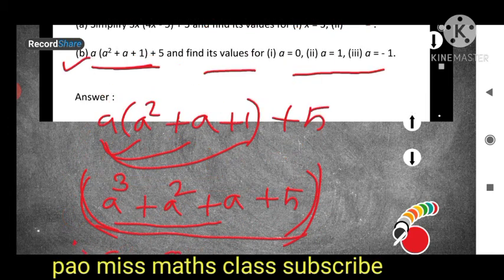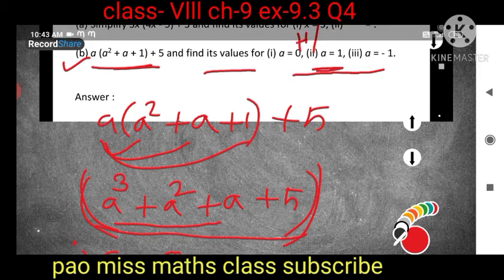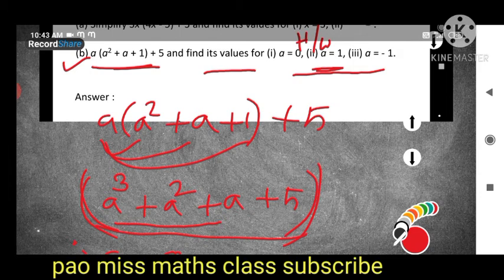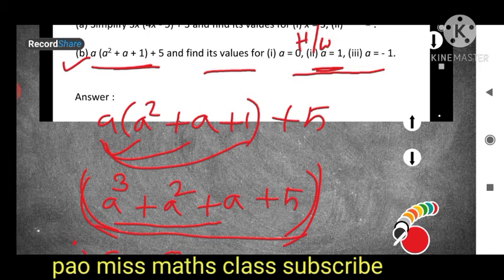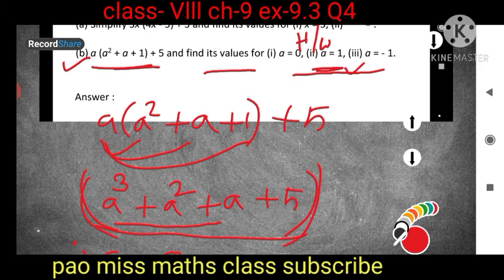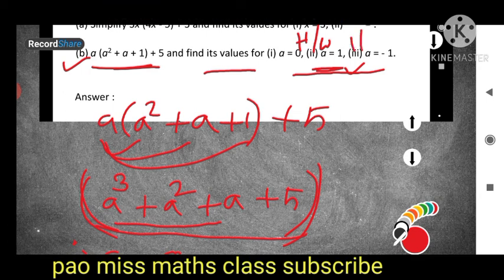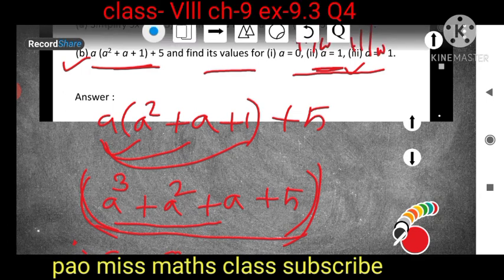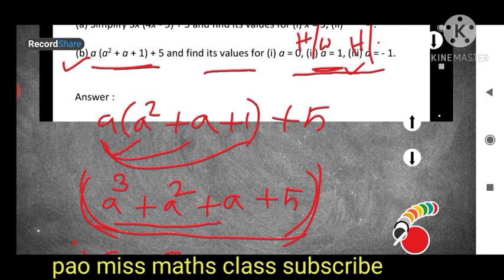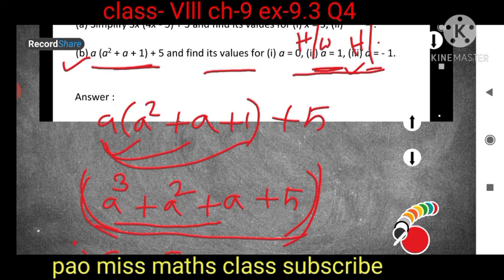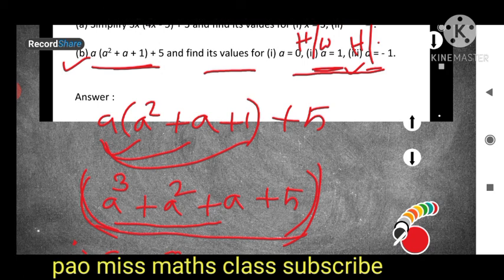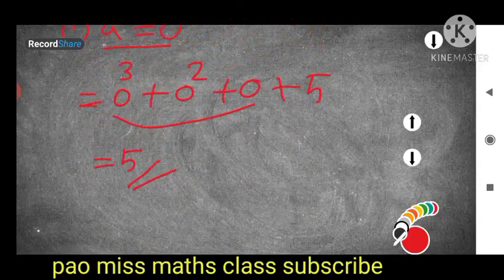So we just have to put the value here. Now a equal to 1, you will put the value here. This is homework, okay? A equal to 1 will be your homework, and question 3 is also your homework. So for one you have to put a equal to 1, and for another you have to put a equal to minus 1, okay? Minus 1. And for this third question I will tell you something very important.